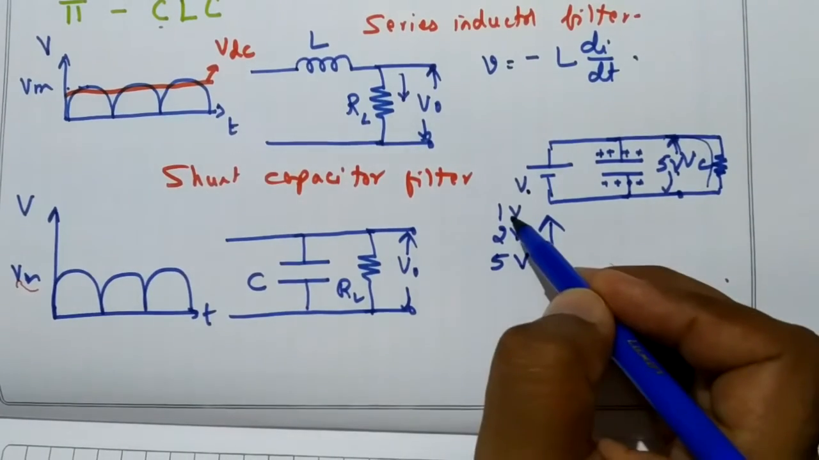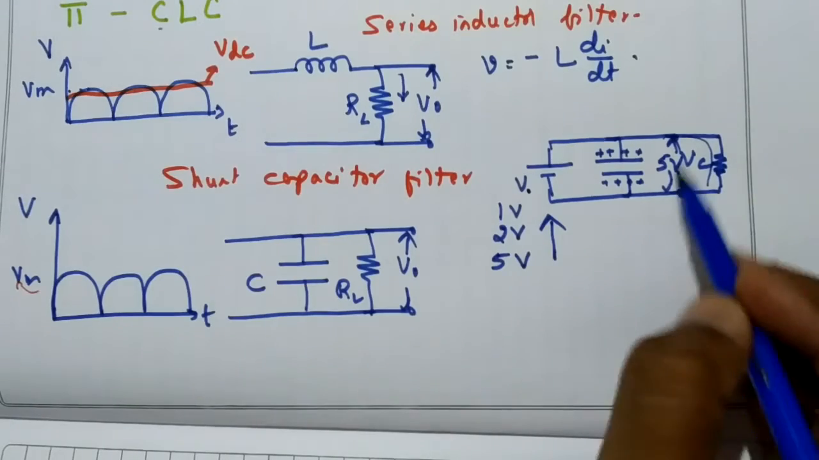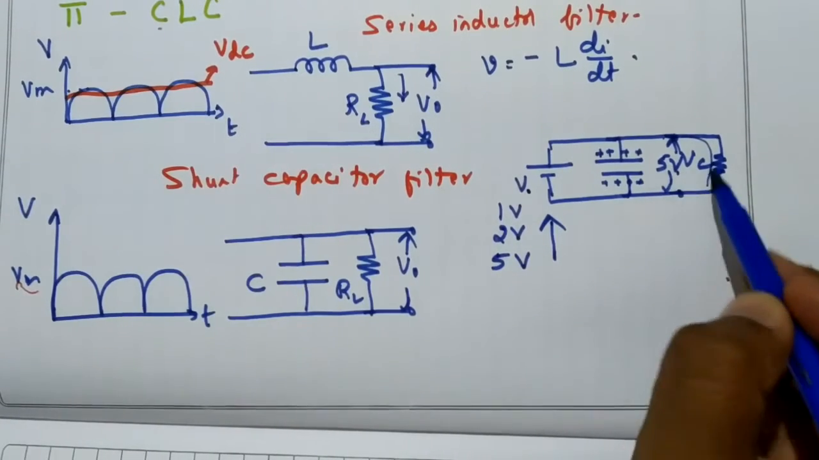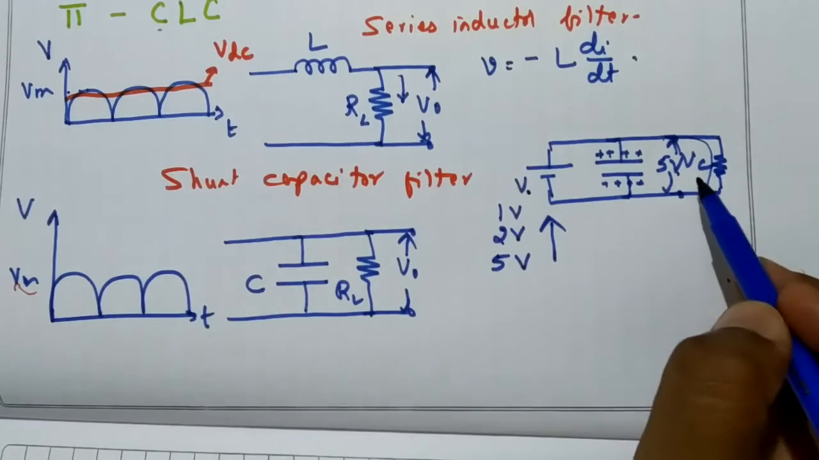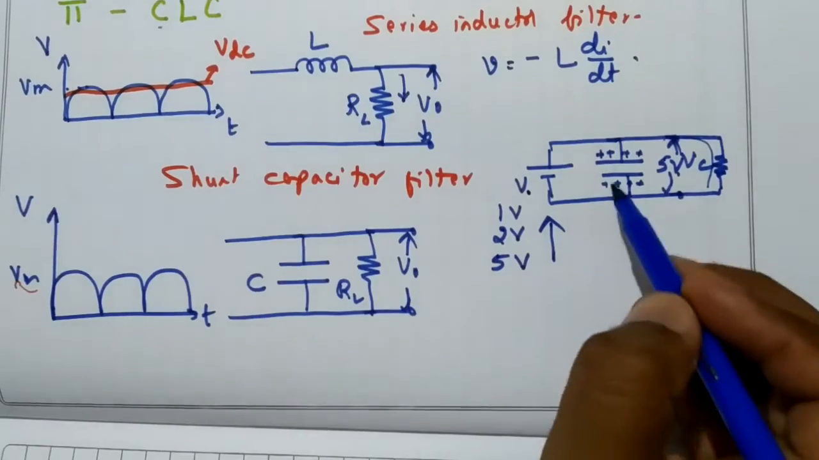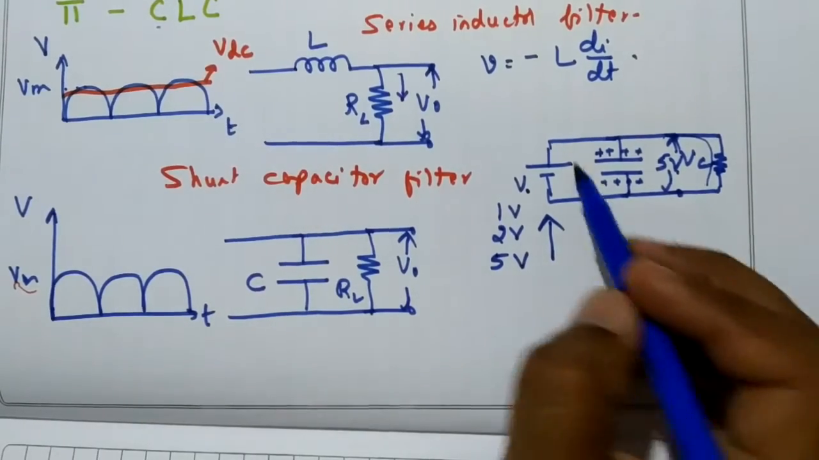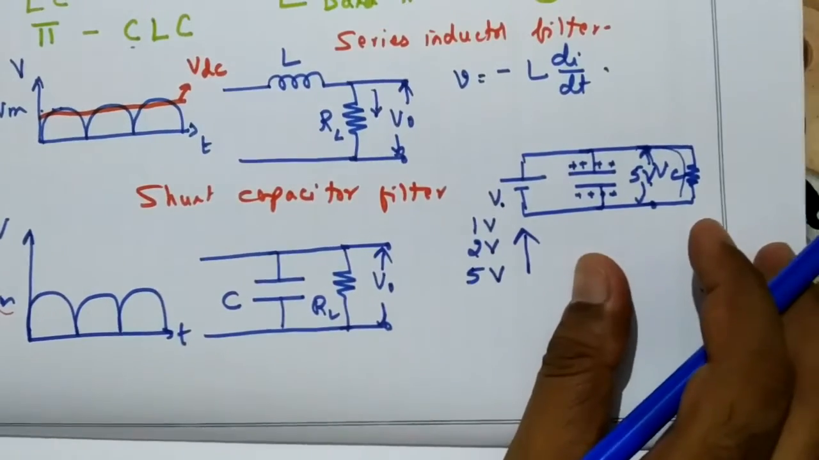From 2 volt again I will decrease to 1 volt. Again what will happen after some time? Now it will take some time to discharge because in the discharging path there is a resistor. So discharging will take some time, charging will take in that instant. So this is the basic principle of a shunt capacitor filter.